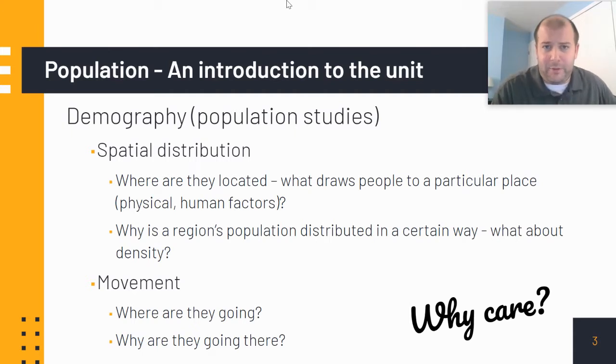Now, when I'm talking about demography, I'm talking about population studies. And a demographer is a geographer who specializes in studying human populations. So some demographers look at spatial distribution. Where do people live and what draws people to a particular place, both those physical and human factors. They may also consider why is the region's population distributed in a certain way? What about that region's population density? And of course, trying to answer the question of why should the rest of us care about this?